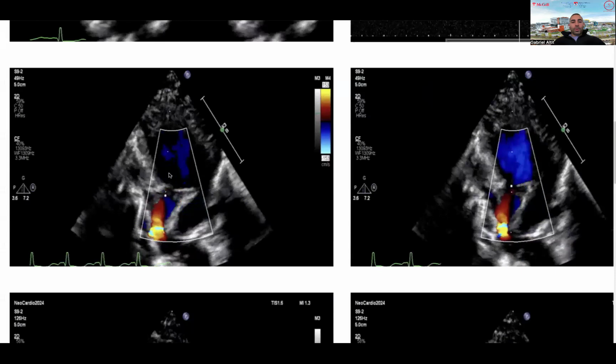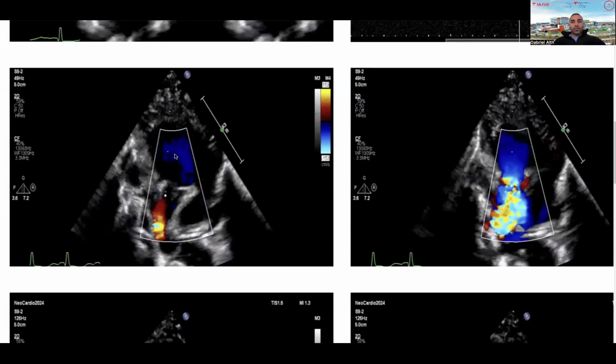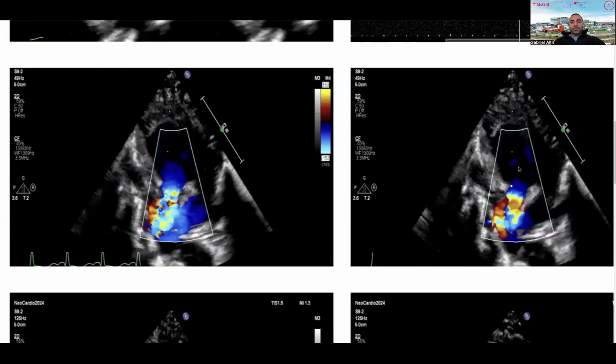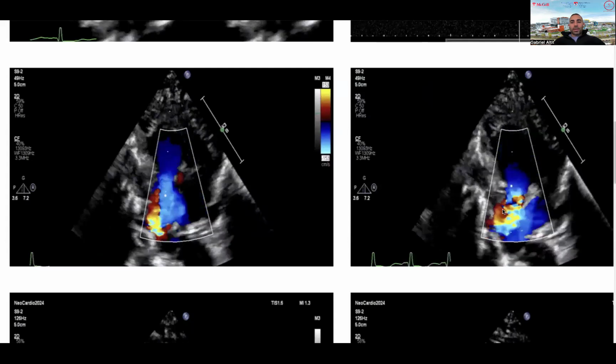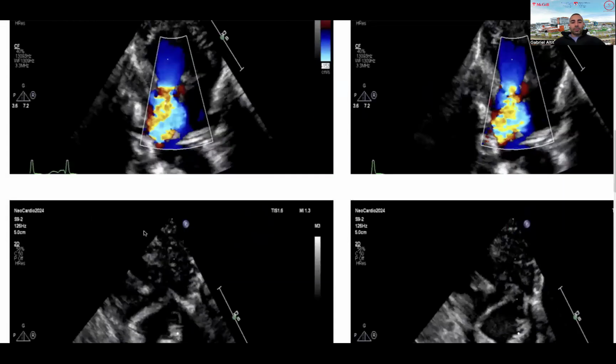So this is another view where we see that there's flow coming from the RVOT and feeding into the main pulmonary artery, with the duct in the background.